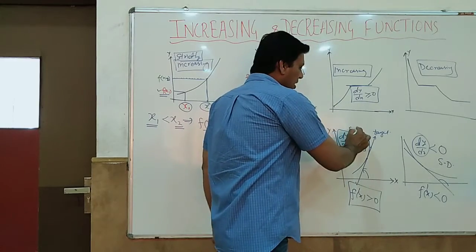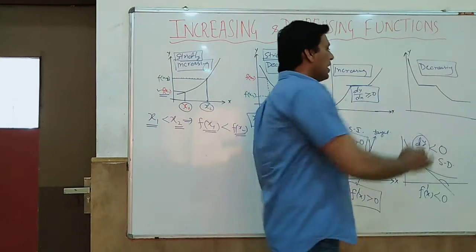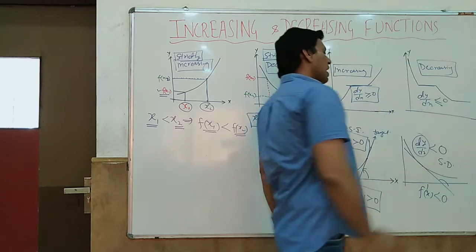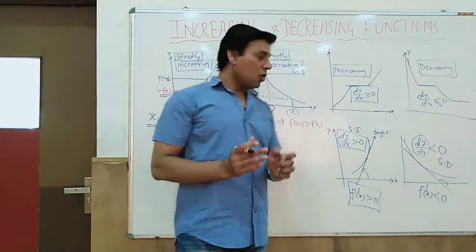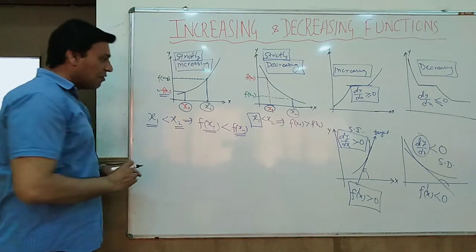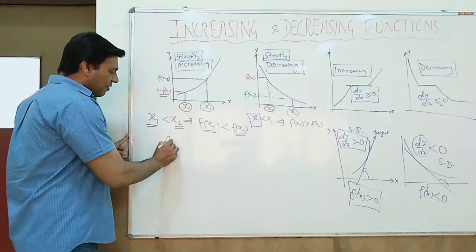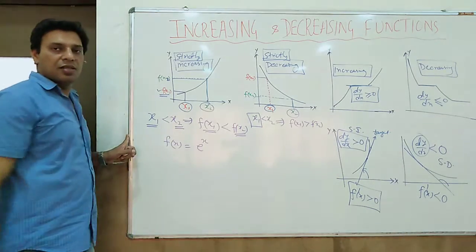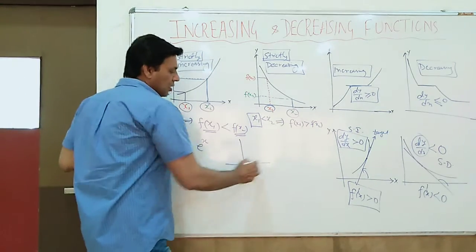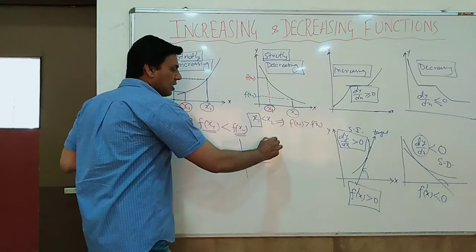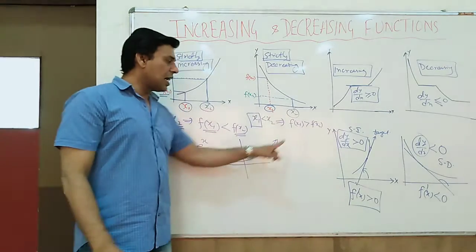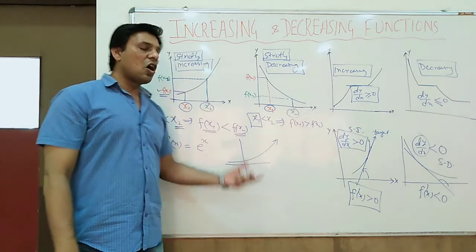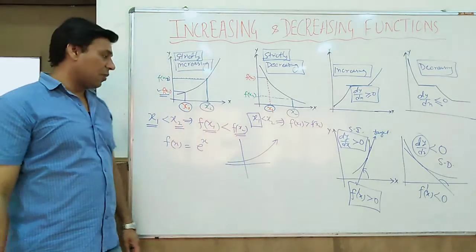This function is strictly increasing. And for only decreasing, dy upon dx is less than 0 or equal to 0. So now see one more topic. Suppose I am taking a function f(x) equal to e to the power x. You know the graph of this function is like this. So this is an always increasing function. It means this function is always increasing in its domain.